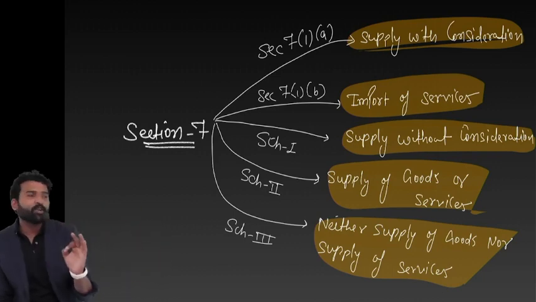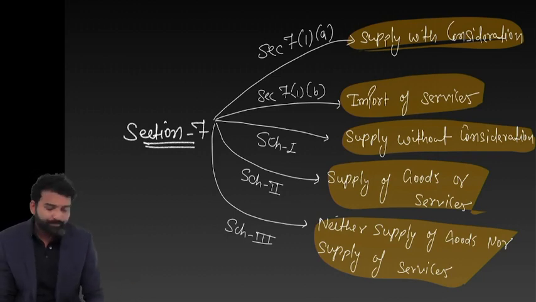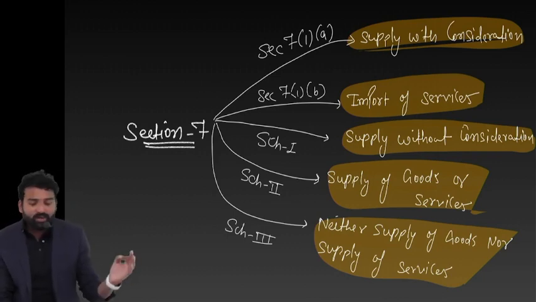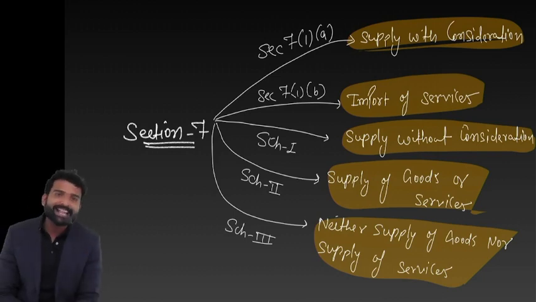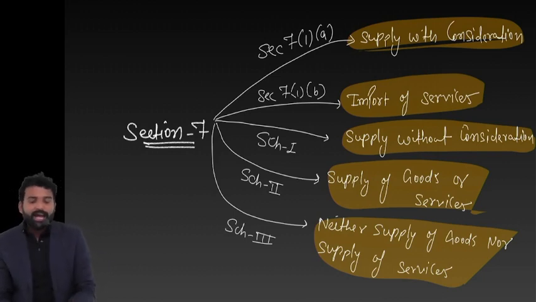7.1B specifically talks about import of services. Supply without consideration is covered in Schedule 1. Supply of goods and services is actually covered in Schedule 2, and neither supply of goods nor supply of services, basically it's a negative list, is covered in Schedule 3. Okay, so first we have to discuss our general rule, that is 7.1A.